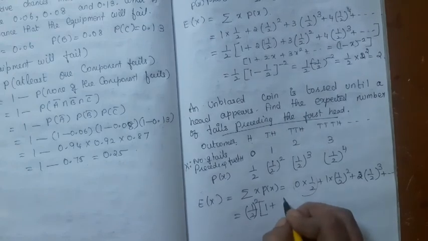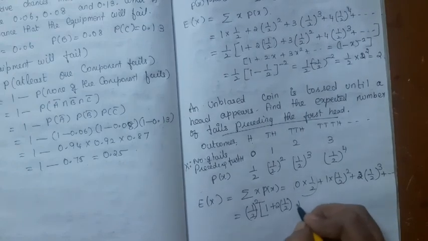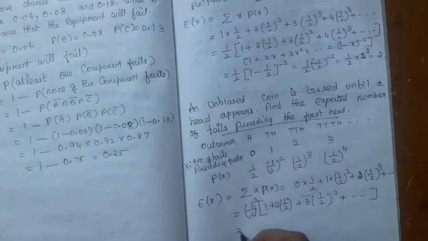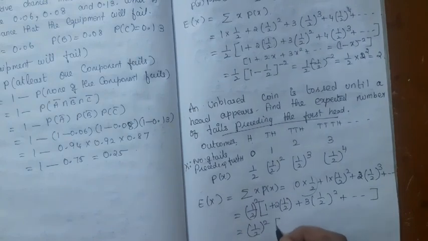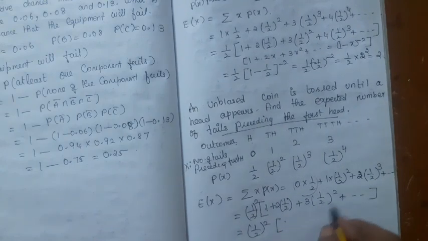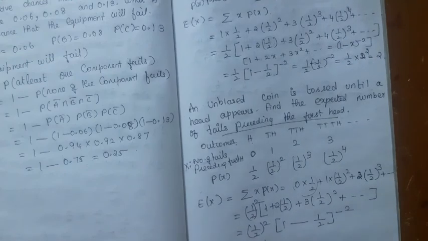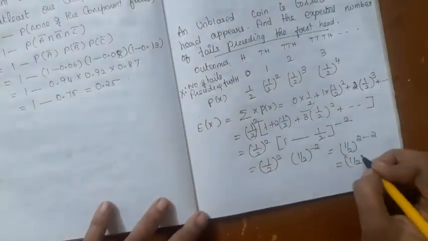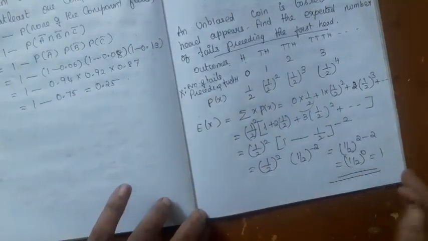This term goes, 1 by 2 square outside. So you have 1 plus 2 times of 1 by 2 plus 3 times of 1 by 2 square plus etc. So 1 by 2 square, this is of the form 1 plus 2x plus 3x square. So you can write it as 1 minus x the whole power minus 2. So 1 by 2 square into 1 minus 1 by 2 the whole power minus 2. So it is a power m plus n, that is half power 0 equal to 1. Okay.